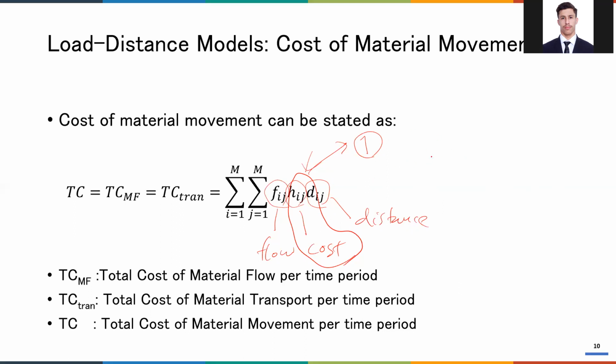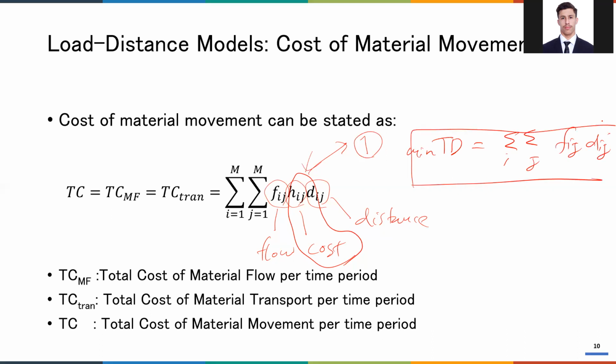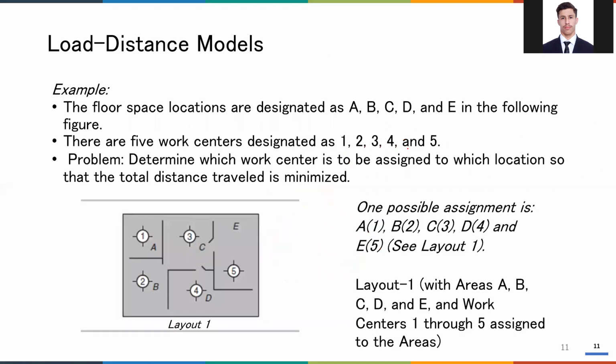layout. So in this case, we can say that we try to minimize not the total cost, but total travel distance. So it means that we can just make it like this, Fij and Dij. So this is actually enough to evaluate the model, and we will focus on that today in the load distance model. So this is the example.